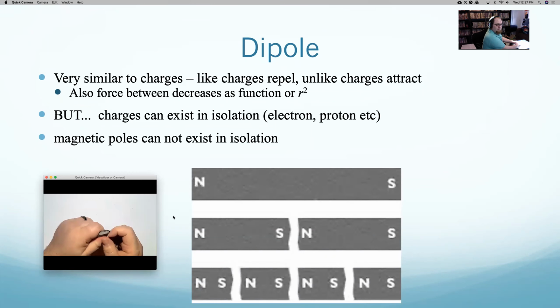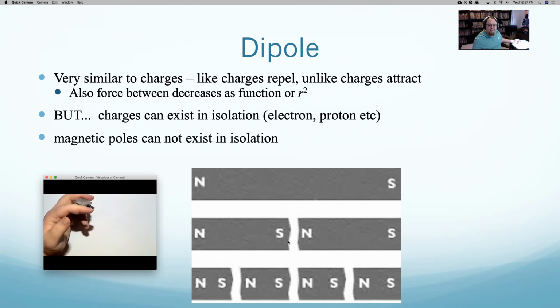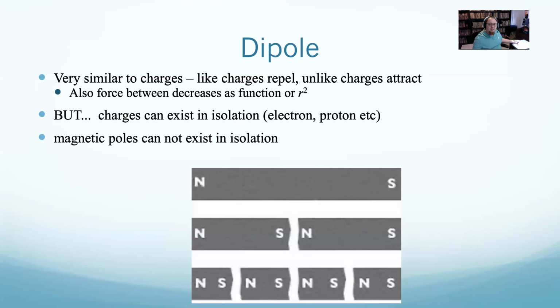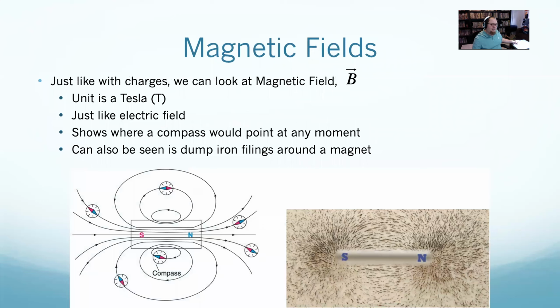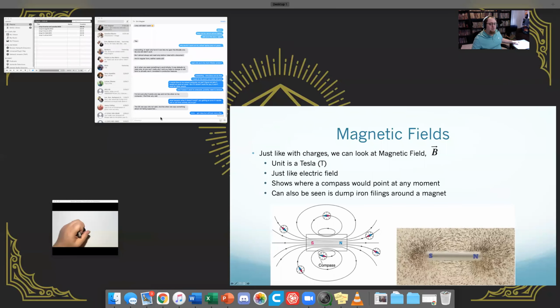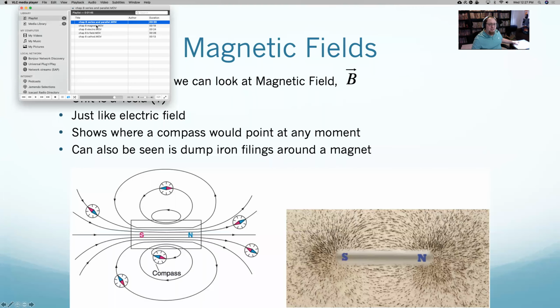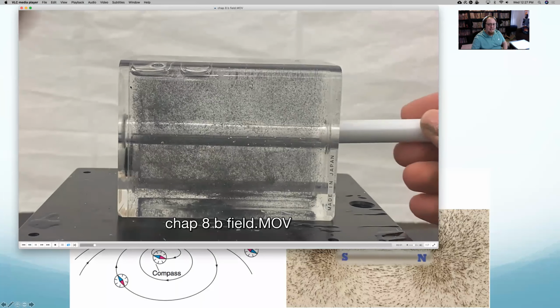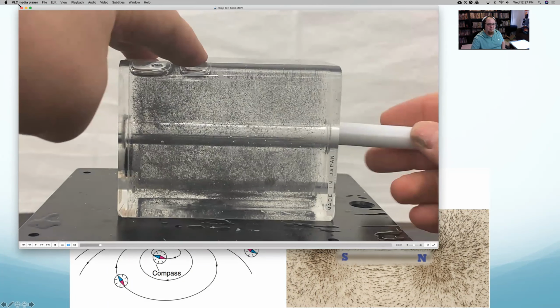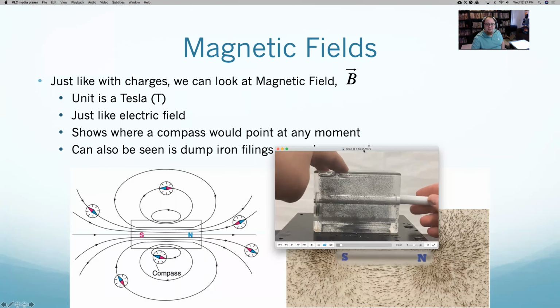Now, when we had charged particles last chapter, we talked about electric fields. Just like electric fields, we can have magnetic fields. Magnetic fields are represented with the symbol B and are measured in the unit of Tesla. Tesla as in Nikola Tesla, who we just talked about. B fields are very easy to visualize.